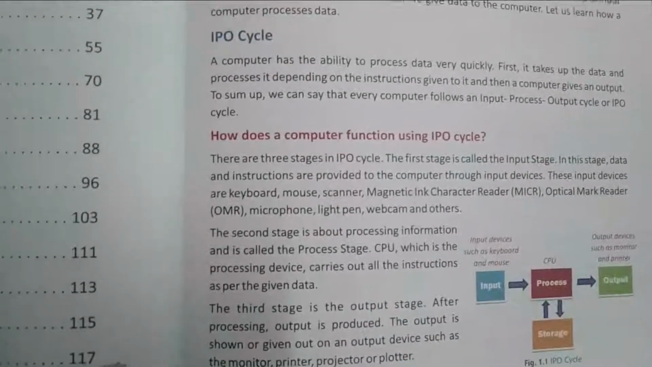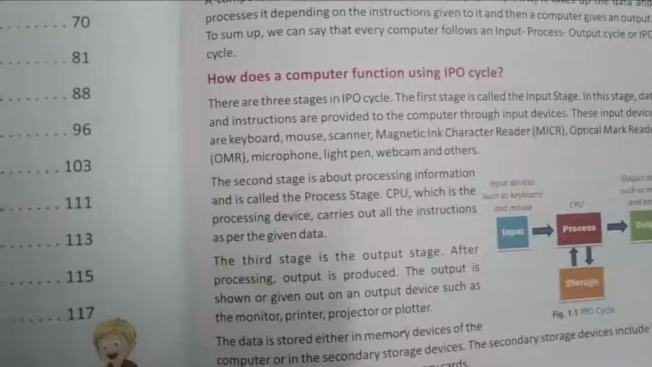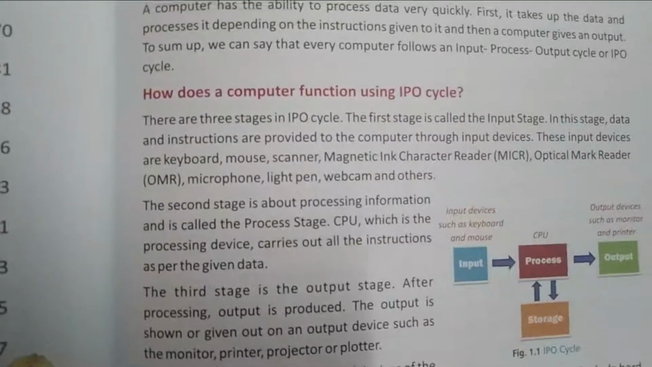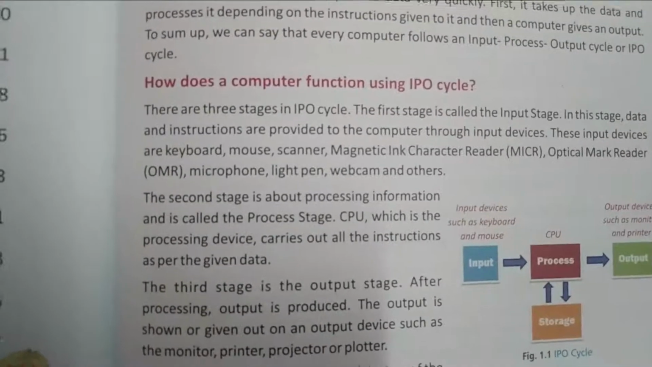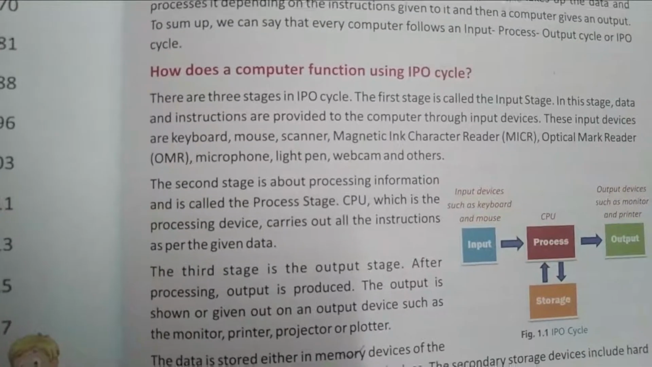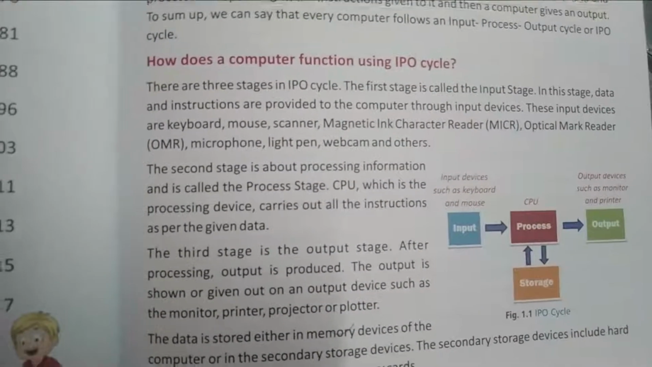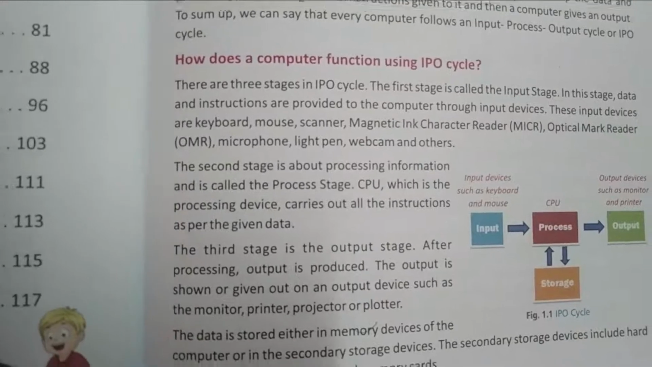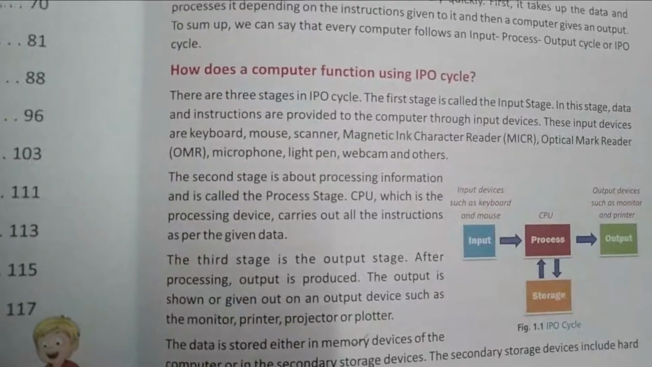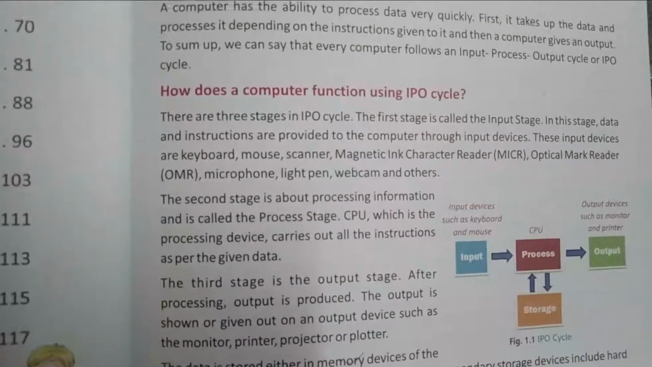Okay, how does a computer function with the IPO cycle? There are 3 stages in the IPO cycle. The first stage is called the input stage. In this stage, data and instructions are provided to the computer through input devices. These input devices are keyboard, mouse, scanner, magnetic ink character reader, optical mark reader, light pen, webcam, and others. Okay, what is the first step? Giving instruction to the computer. The first stage is called the input stage.